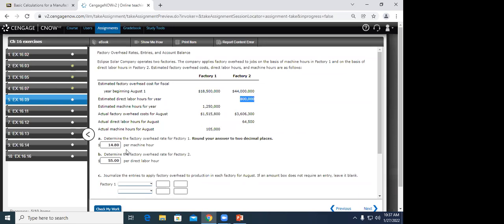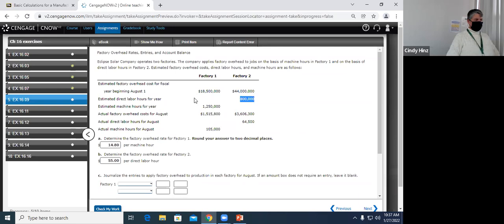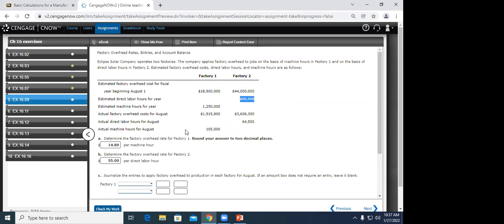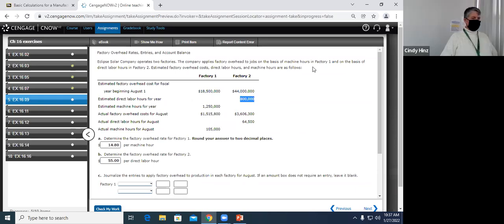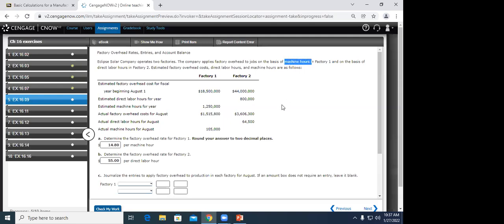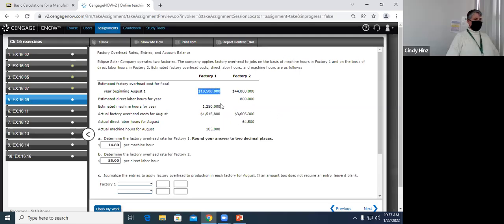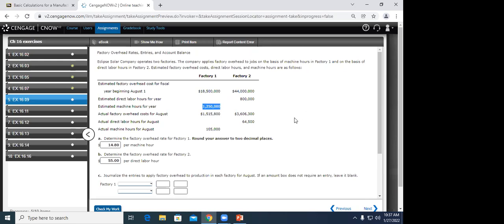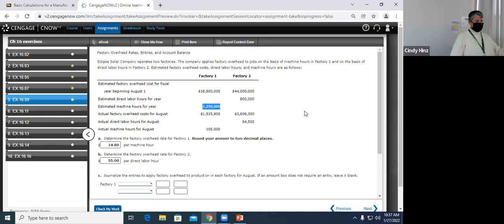Did you use the 1,250,000 for the letter A, for factory 1? It said that they use machine hours. So we took their total budget of 18.5 million and divided by their estimated machine hours. Yep. Okay, got it, thanks. Yeah, I think your sound is cutting out maybe a little bit, JP. Just so you know.